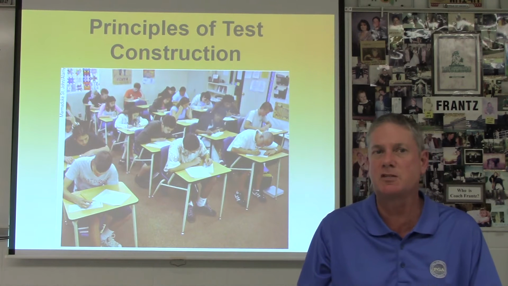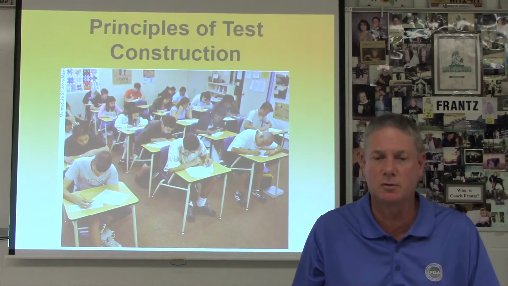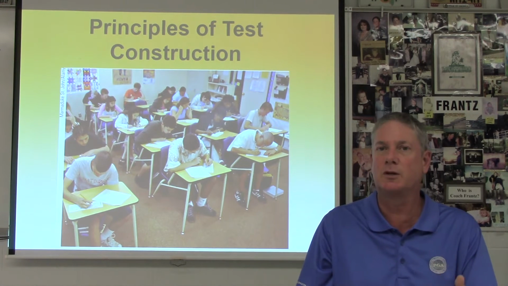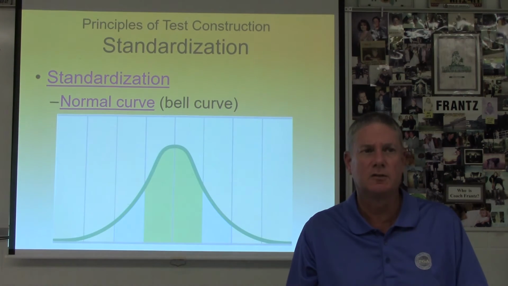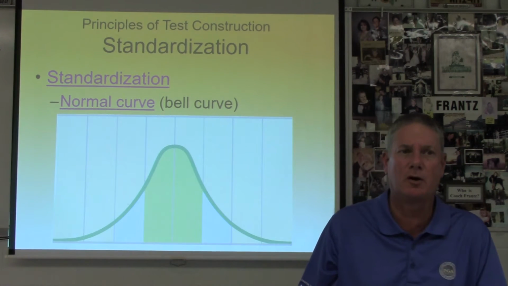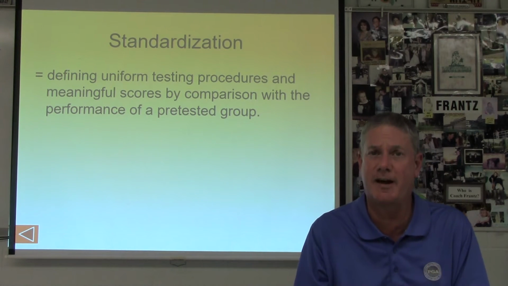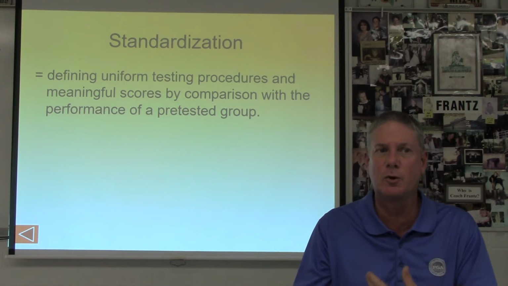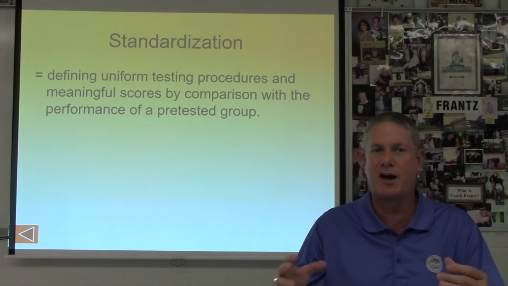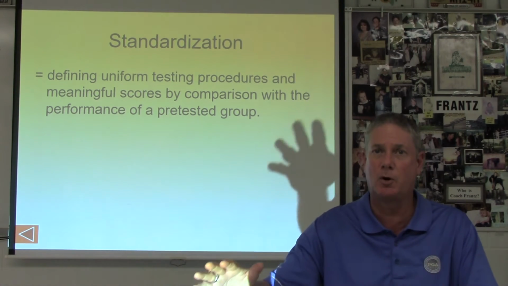Standardization basically is based upon the normal curve or the bell curve, which we are familiar with from Unit 1, excuse me, when we looked at research methodology. So when we look at standardization and the bell curve, let's first of all define standardization. A test is standardized because it's been given to a group of people, a pre-tested group, and those scores have been able to be placed on a normal curve.